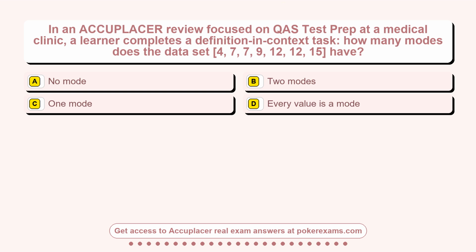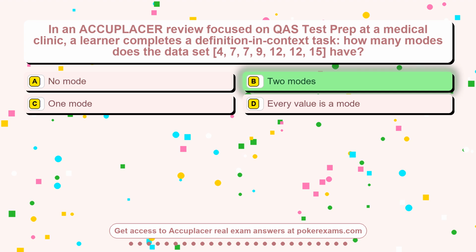Question 6. In an Accuplacer review focused on Quest Test Prep at a medical clinic, a learner completes a definition-and-context task. How many modes does the data set 4, 7, 7, 9, 12, 12, 15 have? Option A, no mode. Option B, 2 modes. Option C, 1 mode. Option D, every value is a mode. The correct answer is option B, 2 modes.